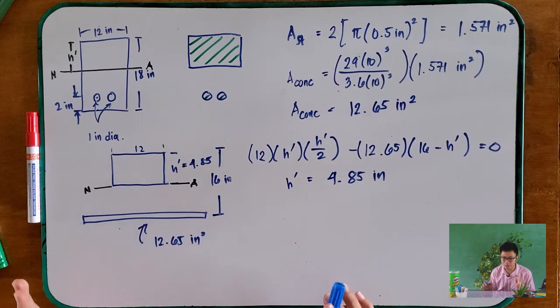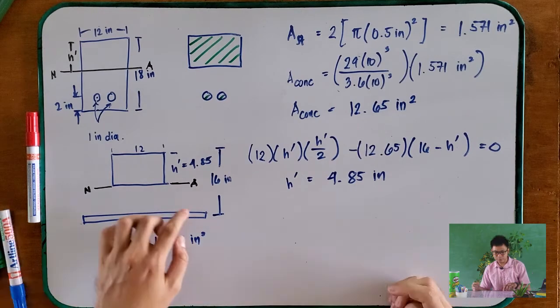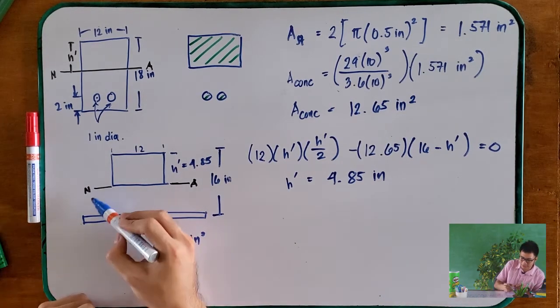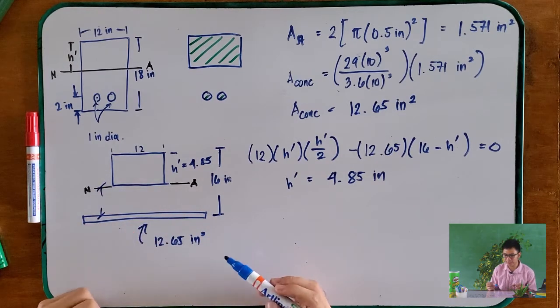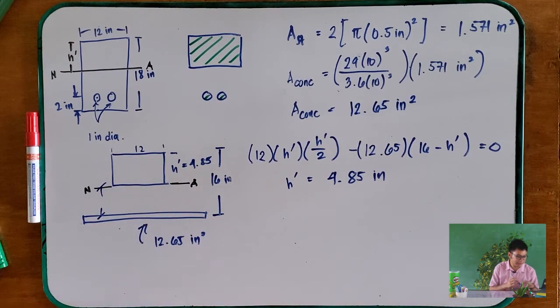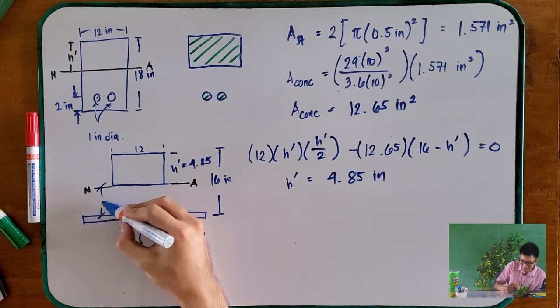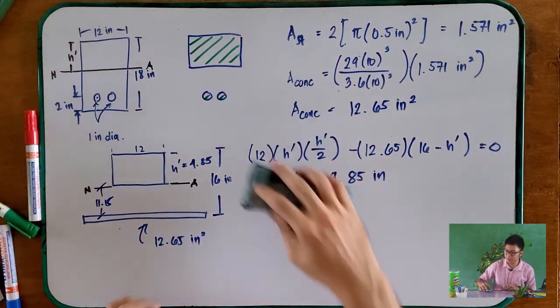So we can solve for Mc over I. Right? Okay, let's do this. But before that, we will find this distance here. That is 16 minus 4.85, which is 11.15. Probably we will use that one later on. Okay.